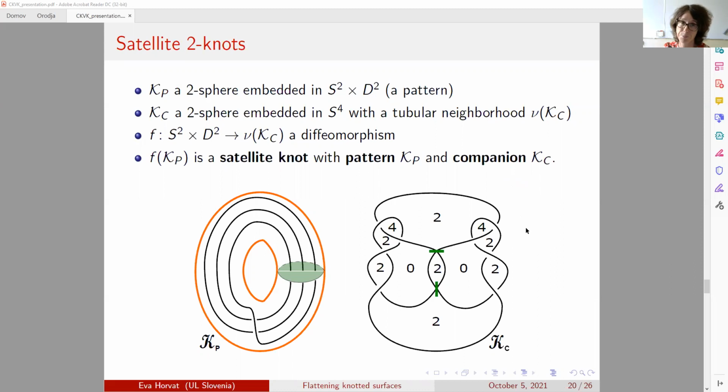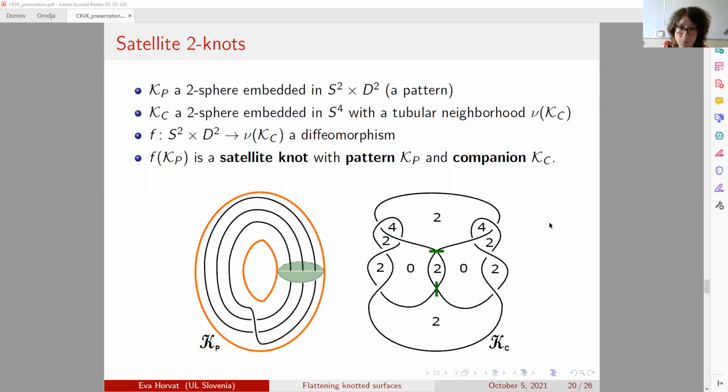An interesting family of two-knots to consider together with our invariants are the satellite two-knots. First, we recall the construction. So let Kp be a 2-sphere embedded in S2 cross D2, that is called the pattern. And let Kc be a 2-sphere embedded in S4, so a usual two-knot with a tubular neighborhood nu of Kc. Then we choose a diffeomorphism F that identifies S2 cross D2 with this tubular neighborhood, and this gives us a satellite knot F of Kp. This is a satellite with pattern Kp and companion Kc.